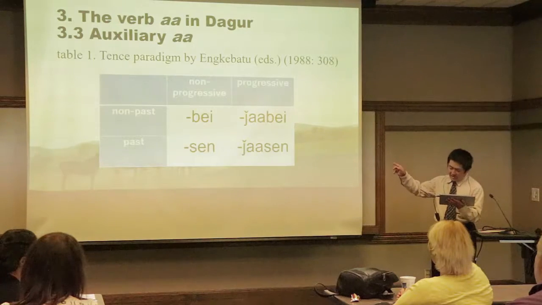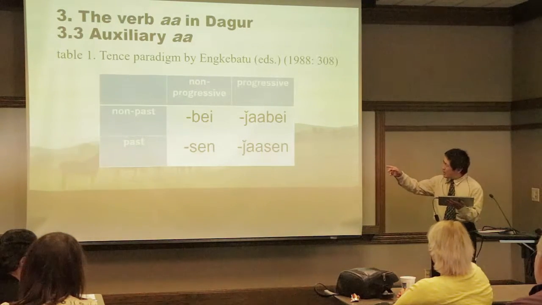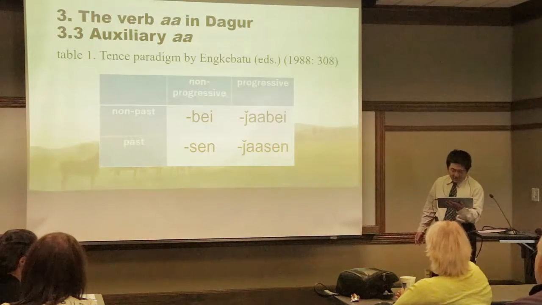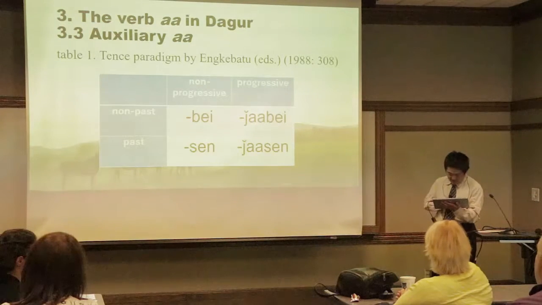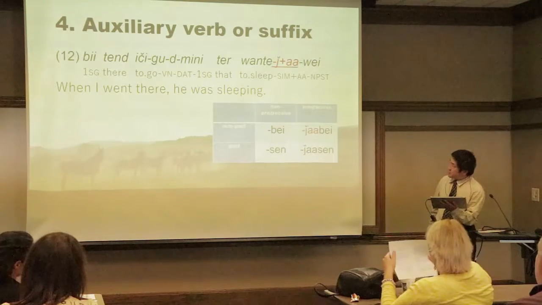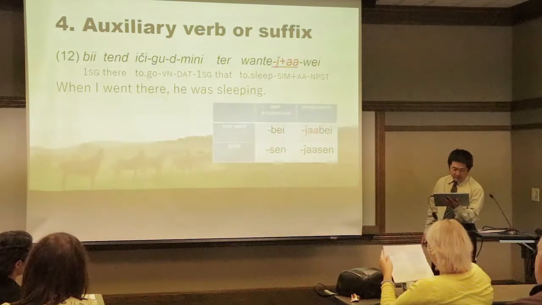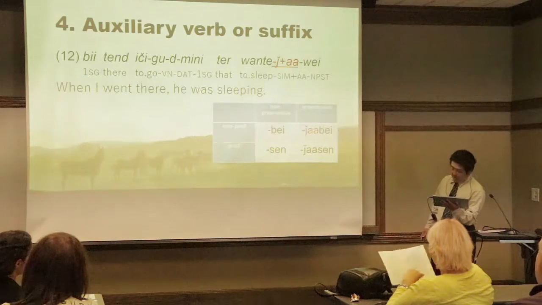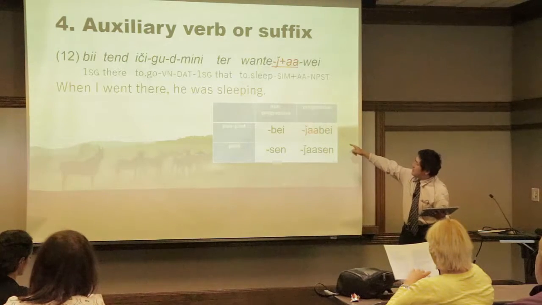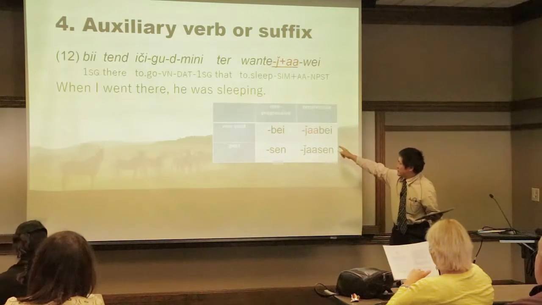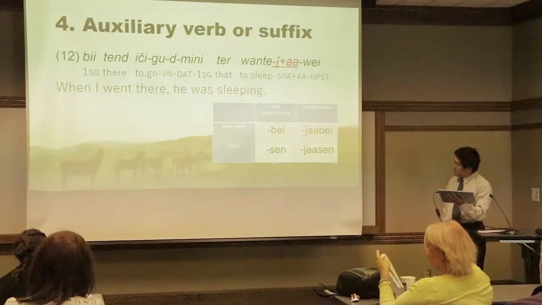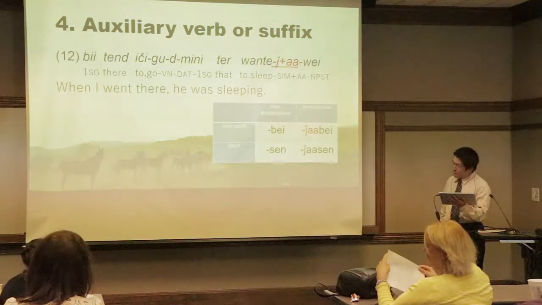This is a problem. Whether it is one word or two words is very problematic, so I discuss it in the next section. This example is already shown: Be tendi chikuto min teru wanta jawe. I describe this separately. Enghubato describe this as one morphemes. So this is the problem: auxiliary verb or suffix.